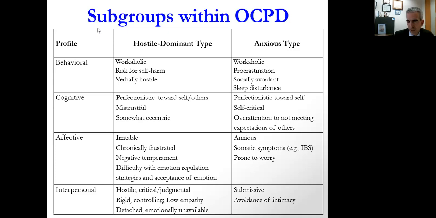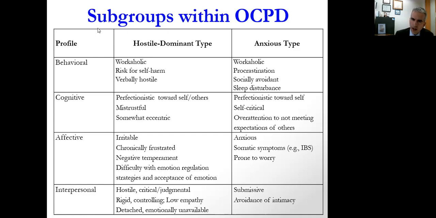Behaviorally, the hostile dominant type tends to be more the workaholic. They're the ones that may be at higher risk of self-harm. There was a study that looked at individuals that had depression, and those with OCPD did have a higher risk of suicidality. They also tend to be verbally hostile towards others. Whereas the anxious type are also workaholic, but more procrastinators, more socially avoidant, with more tendency towards sleep disturbance.